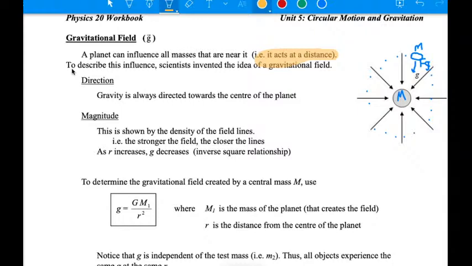Fields were essentially created in order to describe anything that's acting at a distance without touching. So they invented this idea of gravitational fields. It's more of a theory, really.